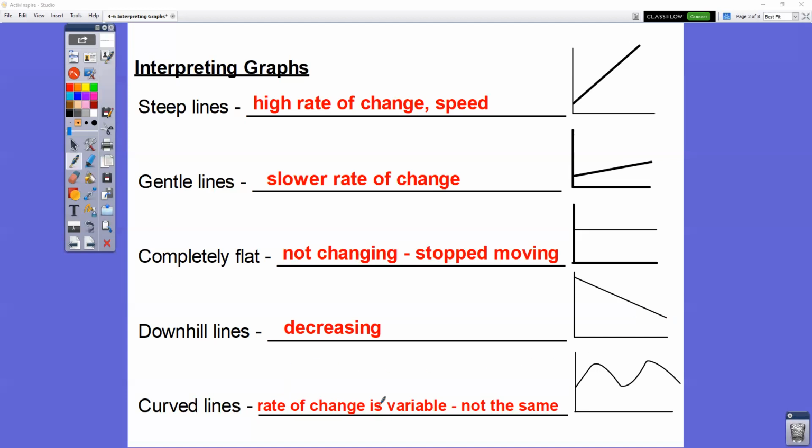A curved line would represent that something is not staying the same. It's increasing and then decreasing and then increasing and then decreasing. So it might be going up and down, up and down, up and down. Maybe it's the amount of water in a glass. If you keep on dumping stuff out and then refilling it, it might be something like that. Or if you were maybe walking and then running and then walking and then running. So you're going quicker and then slower, quicker and then slower, things like that.